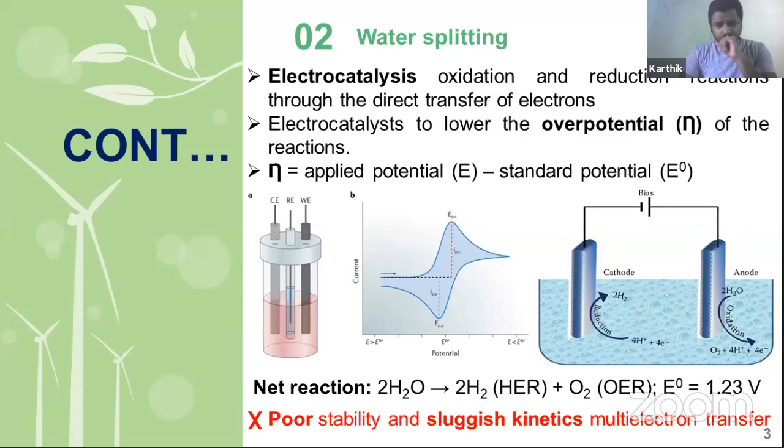And due to its poor stability and multi-electron transfer, its reaction rate is reduced. That is sluggish kinetics. For example, ORR. As previously, Dr. Gautaman told that ORR has sluggish kinetics, which also hinders the efficiency of an electrocatalyst towards water splitting. So we need to fabricate an electrocatalyst which possesses low overpotential and high stability with less interference from side reactions.